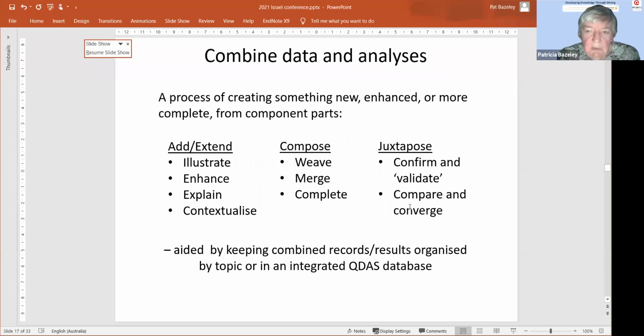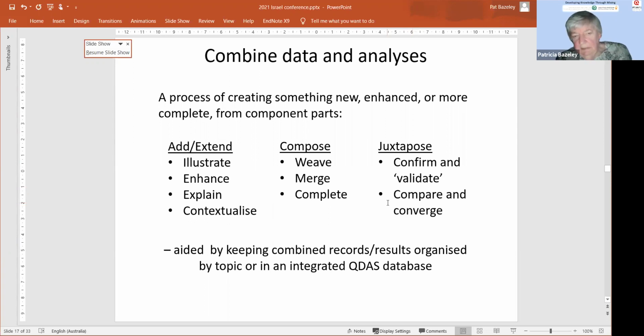There's various ways of combining data and analyses. The simplest has been described like sprinkles on an ice cream to some extent. The simplest way is to just add or extend. So you might illustrate one method with data from another, or enhance or explain or contextualize. So you'll add bits of data of a different kind to extend or illustrate what you're talking about.